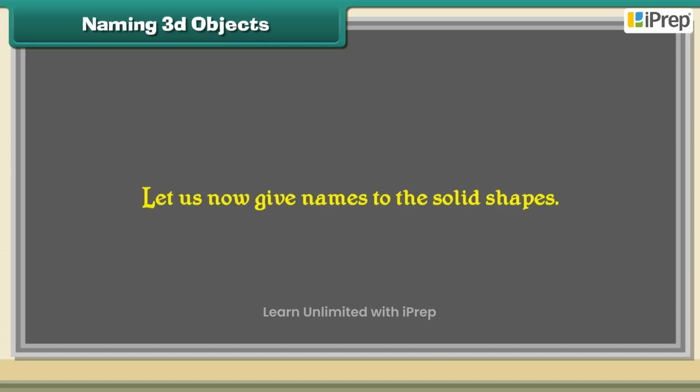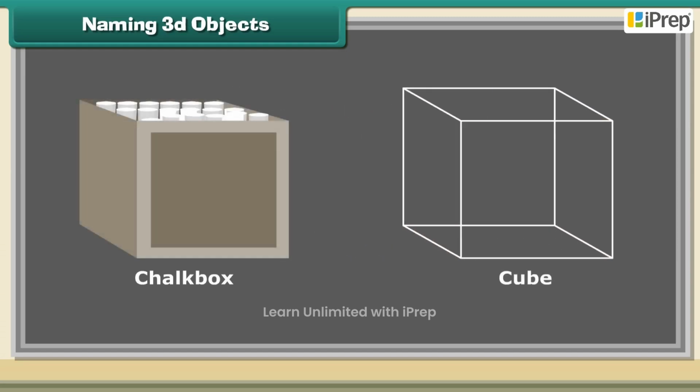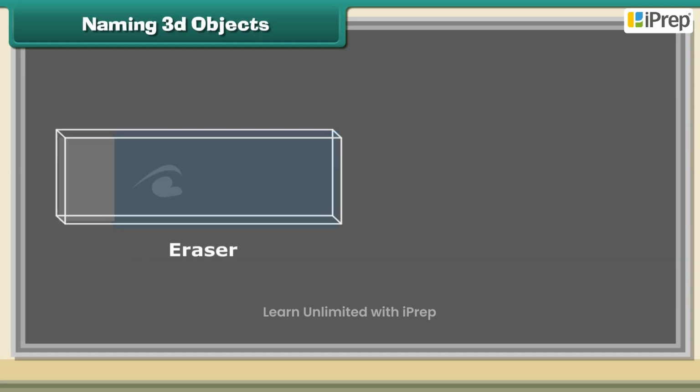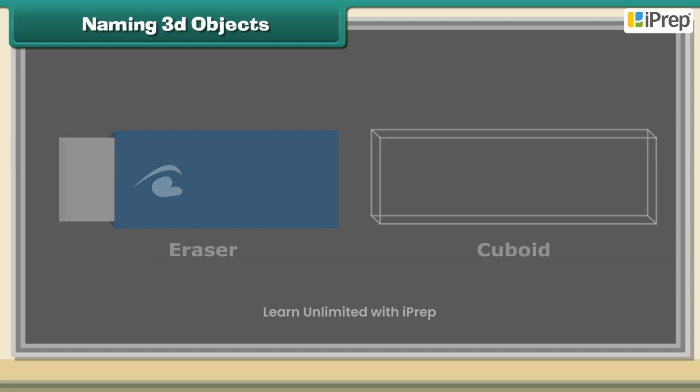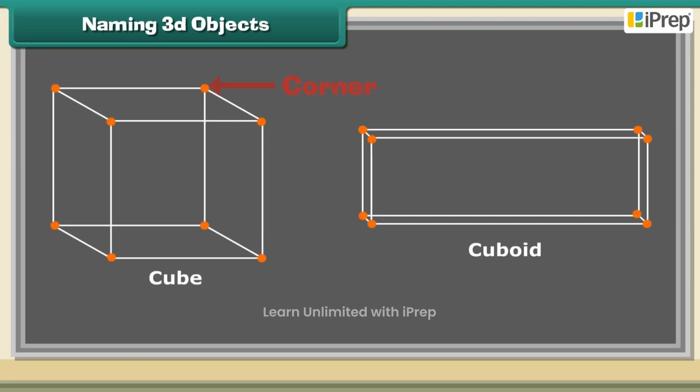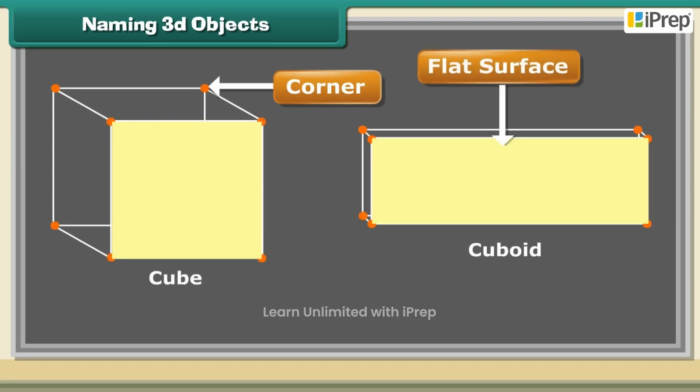Naming 3D objects. Let us now give names to the solid shapes. A chalk box is a cube. An eraser is a cuboid. Both cube and cuboid have corners and flat surfaces.